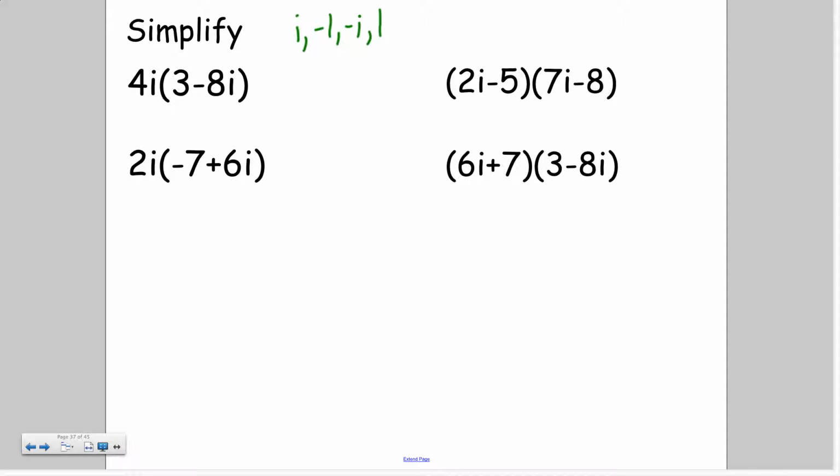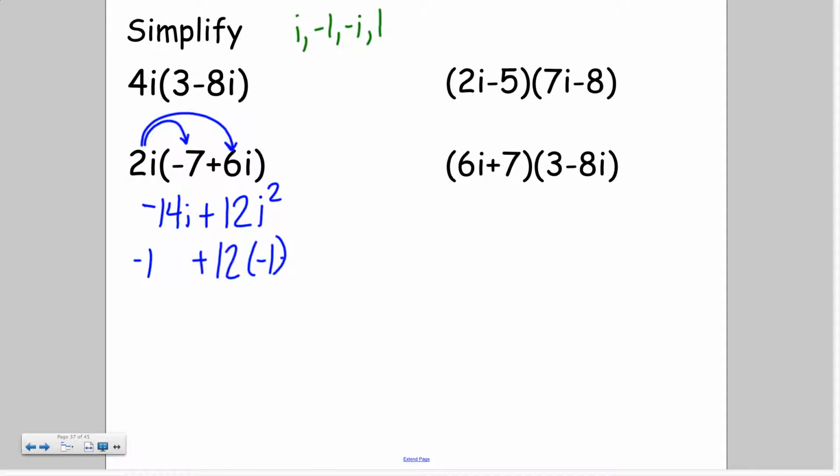All right, so for this one, I'm just going to distribute my 2i. So 2 times negative 7 is negative 14i. 2 times 6 is 12, and then I times I is I squared. Now, we know we've got to get rid of that I squared, so that's 12 times negative 1. And then 14i can stay right there for right now. 12 times negative 1 is negative 12.